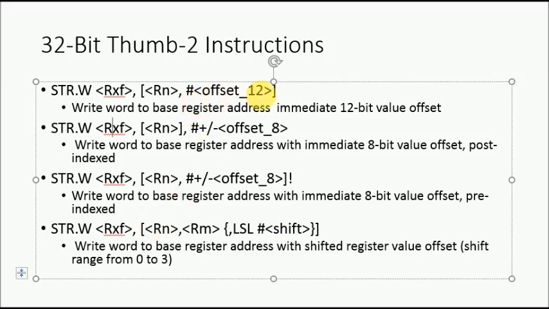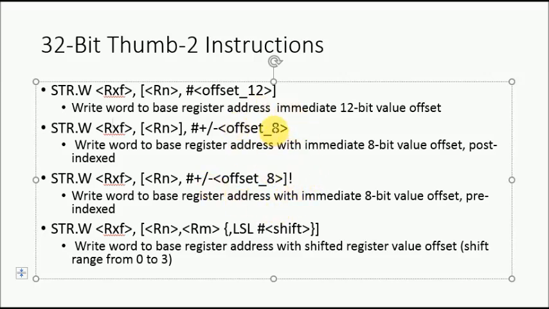In the first case, there is an immediate 12-bit offset provided in the instruction. In the next case, the offset is 8 bit, provided with a plus or minus sign. Next, here also the offset is 8 bit with a plus or minus sign, along with pre-indexing. This is post-indexing. This is pre-indexing.